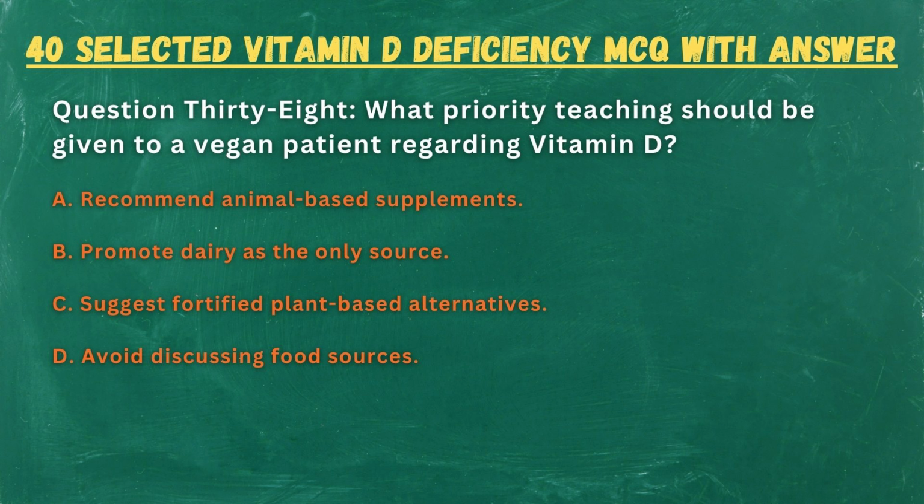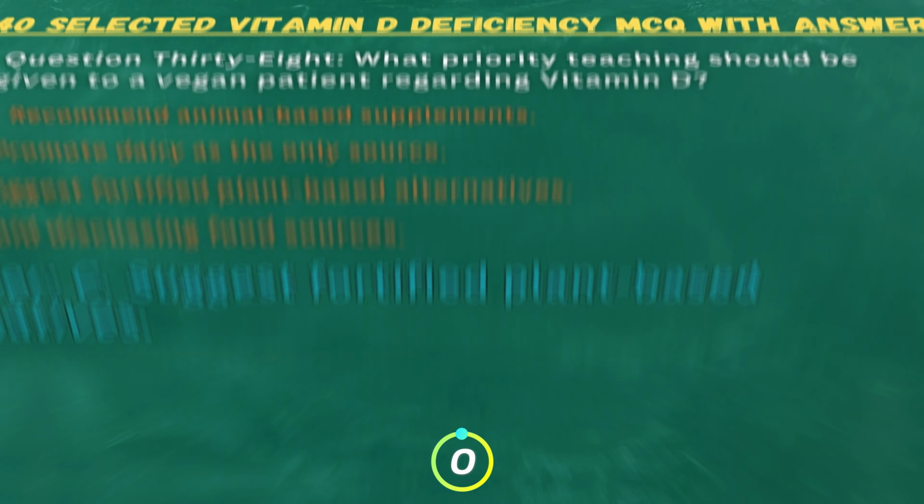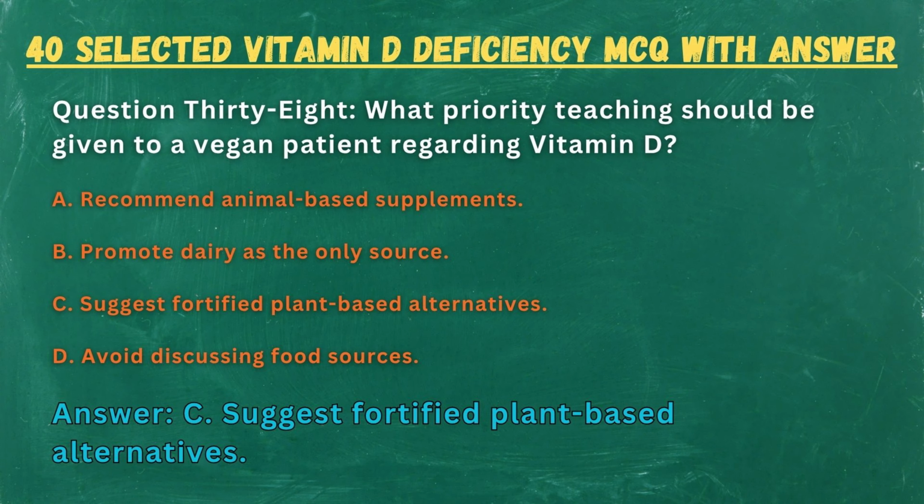Question 38. What priority teaching should be given to a vegan patient regarding vitamin D? A. Recommend animal-based supplements. B. Promote dairy as the only source. C. Suggest fortified plant-based alternatives. D. Avoid discussing food sources. Answer: C. Suggest fortified plant-based alternatives.